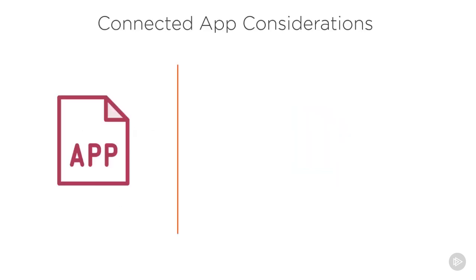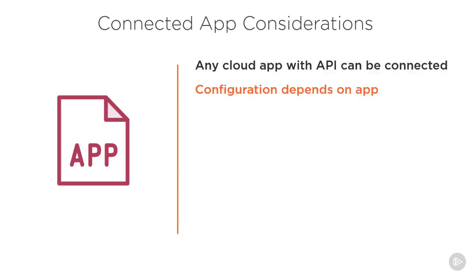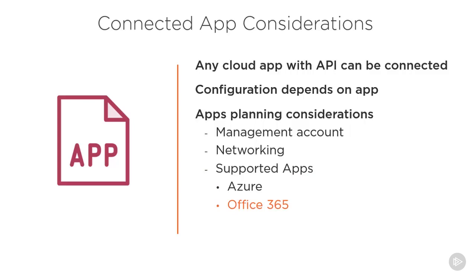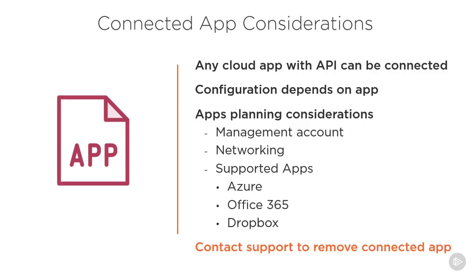Let's take a look at some of the considerations associated with connected apps that allow us to tap into additional sources. Any cloud app with an API can be connected to. However, the connection configuration will depend on the type of app. Some considerations associated with the planning for these app connections include the management account, networking, and the types of supported apps. The types of supported apps that we have are Azure, Office 365, and Dropbox, as a few examples. And we can connect to any of these and more with the appropriate API. Now, after I've established a connection to the app, if I want to remove that connected app, I need to contact support to do so.